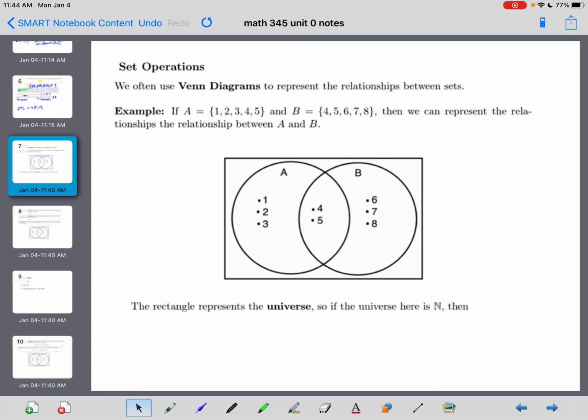So we've talked about the subset relation, what it means for one set to be a subset of another, but there's other ways that sets can be related to each other. And so in this section, we'll talk about set operations.